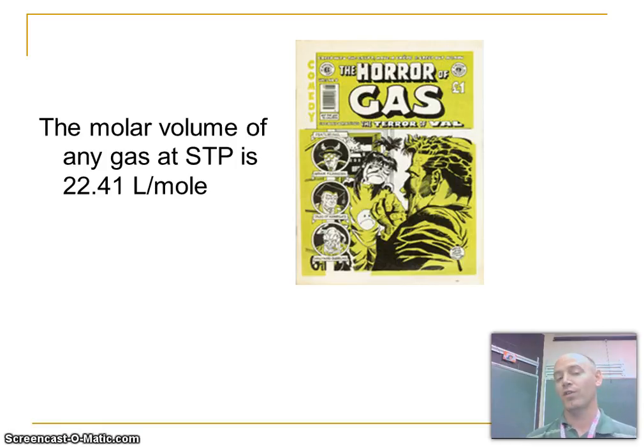Notice that all the conversion factors we are using are per mole. Avogadro's number is atoms or molecules per mole. Molar mass is grams per mole. And molar volume is liters per mole. So everything is per mole.